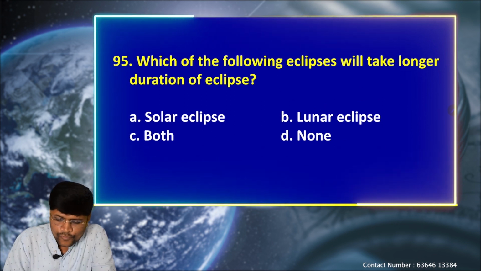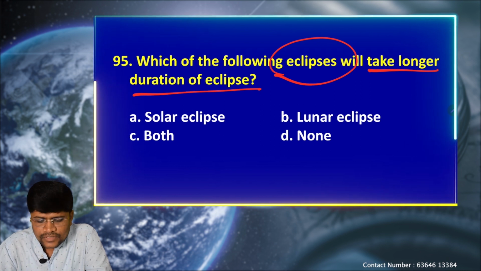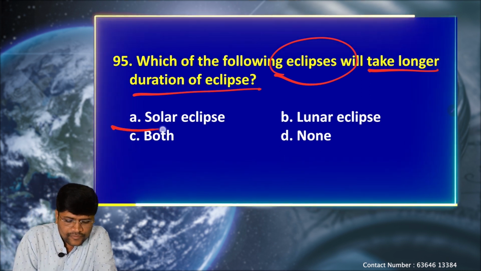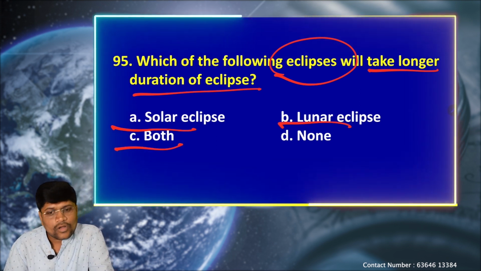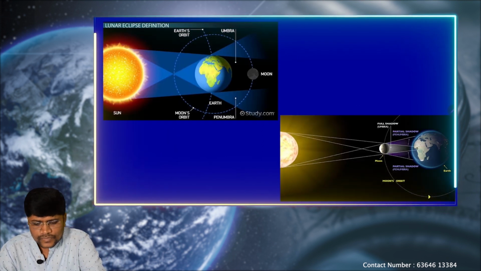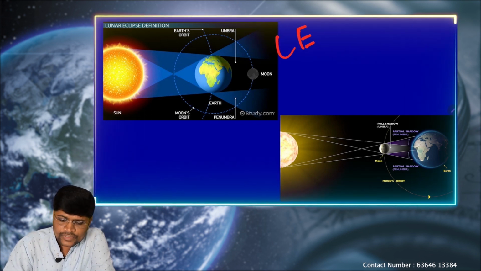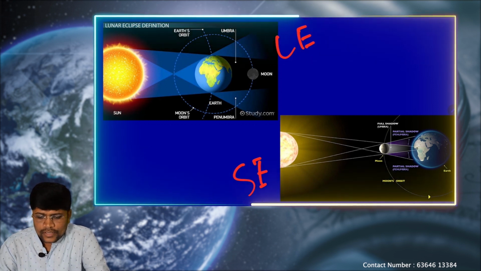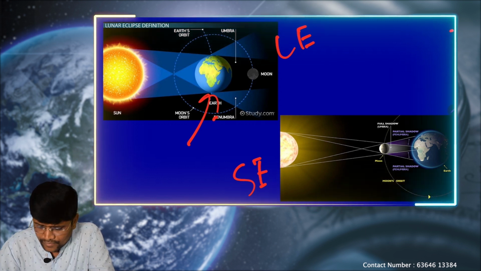Next question, which of the following eclipses will take longer duration? That means which one will take the longer duration to complete. The options we have are A, solar eclipse, B, lunar eclipse, C, both will take the longer duration, D, none. Let's see. Here there is a comparison. This is the lunar eclipse and this one is the solar eclipse. In these two eclipses, which celestial body is coming in between?